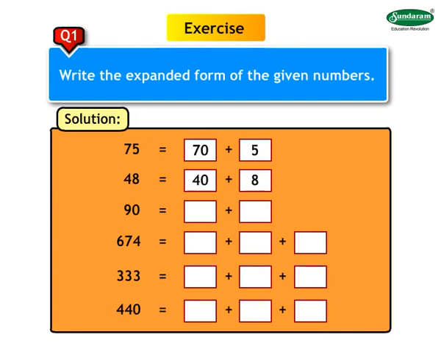The expanded form of 90 is 90 plus 0. The expanded form of 674 is 600 plus 70 plus 4. The expanded form of 333 is 300 plus 30 plus 3. The expanded form of 440 is 400 plus 40 plus 0.